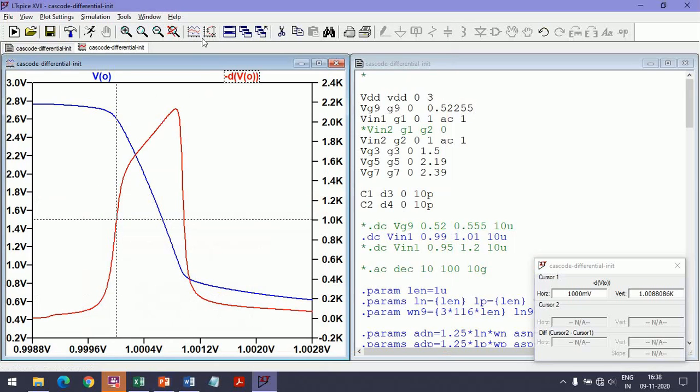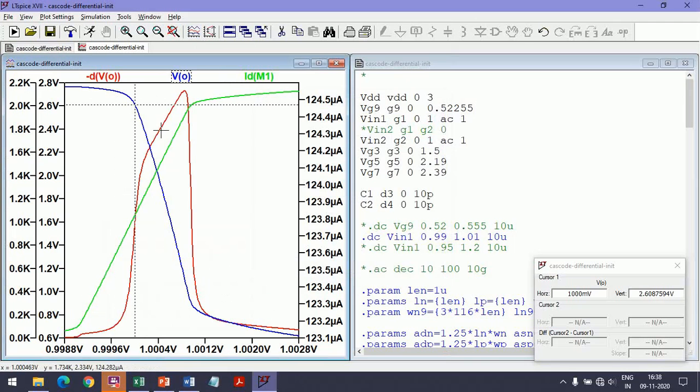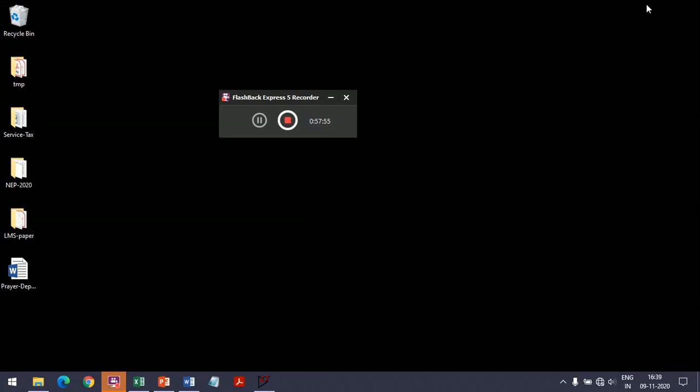So in fact, maybe I should show that here. Let us plot the current also. Let's plot ID1. The current also has to be found exactly at this DC bias point. So I click on this and it gives me the current. The current is 123.8 microamps, so basically 124 microamps. That is the current flowing.